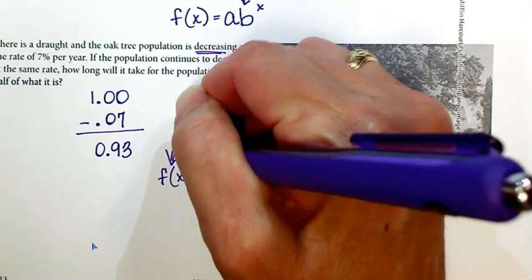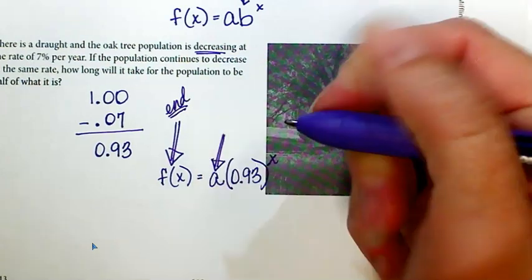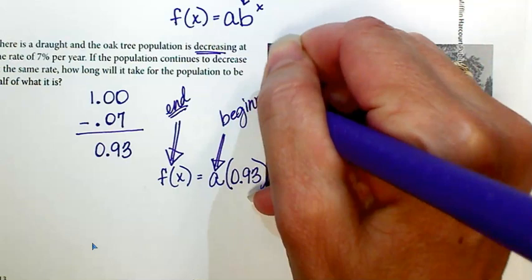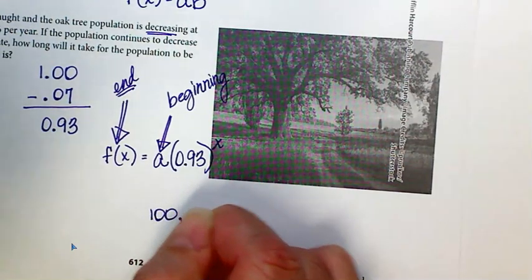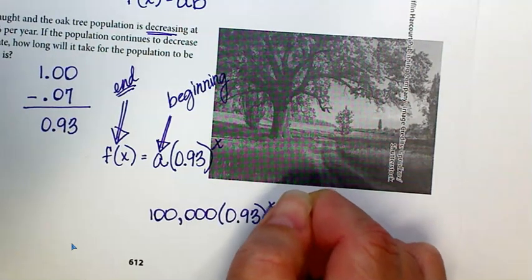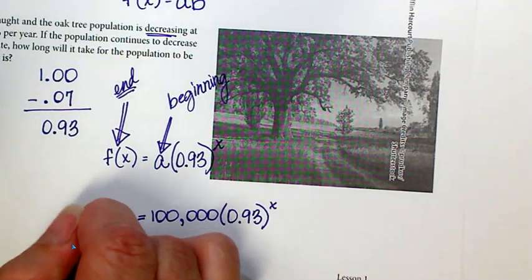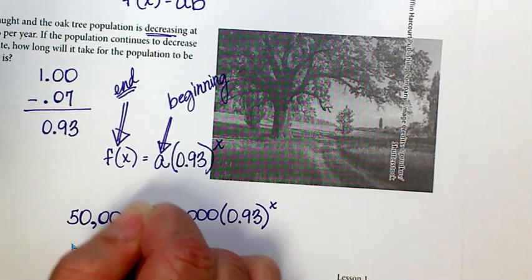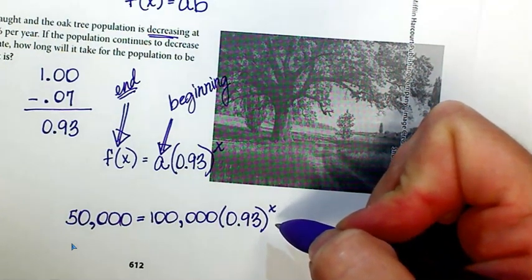So the ending population will be half of whatever your beginning population is. And it really doesn't matter what numbers you pick here, as we'll find out, as long as this one is half of this one. So let's say it's a big forest and there are 100,000 trees at the beginning. How long is it going to take to lose half of those trees? Well, half of 100,000 is 50,000. Now, I have a feeling that this x is not going to be a nice user-friendly whole number.